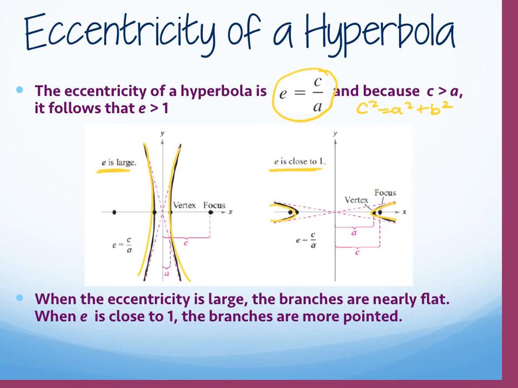So again, this is something that could just help you if you look back on the last example and say, okay, what's the c over a? If it's a large number, that should be wide. If it's a small number, then it should be narrow.